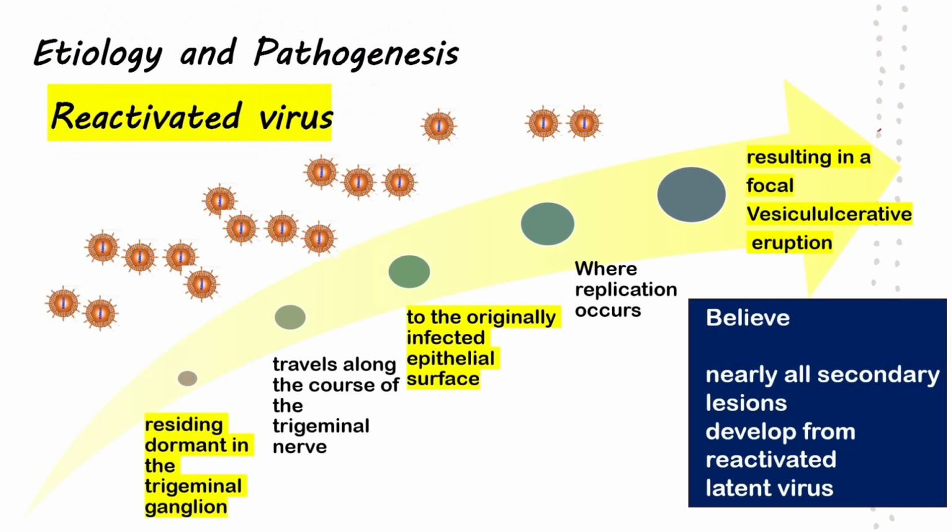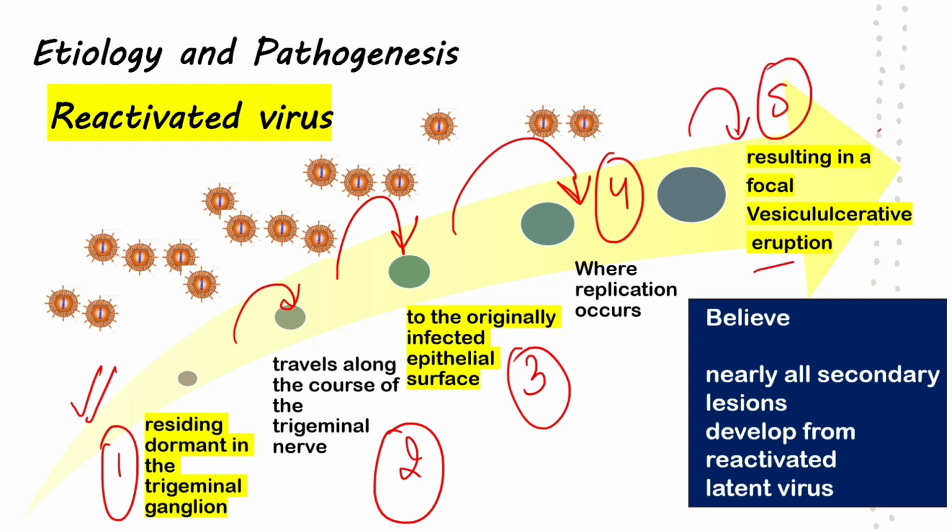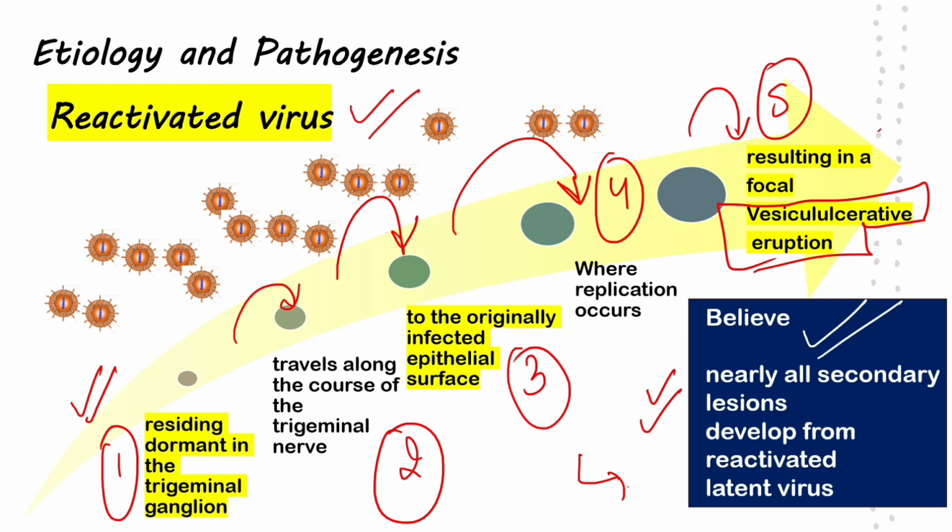Now, upon reactivation, the dormant virus in the trigeminal ganglion travels along the trigeminal nerve to the initially infected epithelial surface. At this position, the virus replicates, leading to focal vesiculo-ulcerative eruption. It is also believed that nearly all the secondary lesions originate from the reactivated latent virus. Although reinfection with different strains of the same subtype is considered a remote possibility, the primary source of herpes simplex virus secondary lesions is the reactivated latent virus.